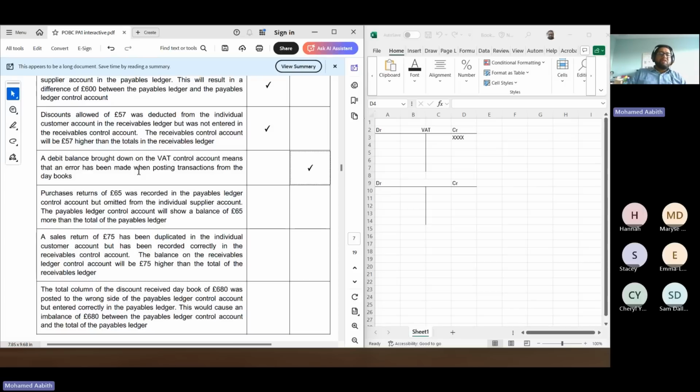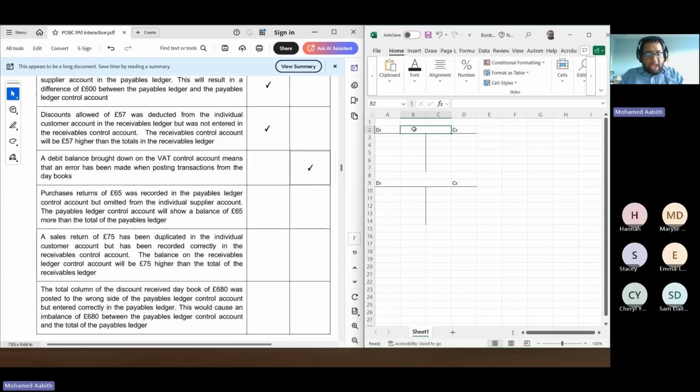Next one: a purchases return of £65 was recorded in the payable ledger control account but omitted from the individual supplier account. The payable ledger control account will show a balance of £65 more than the total of the payable ledger. So they're saying here this was omitted. It's not recorded on the wrong side, it's been omitted. So let's prove whether it's right or wrong.